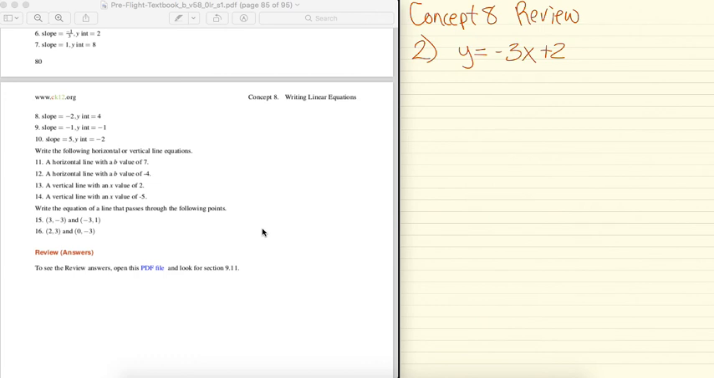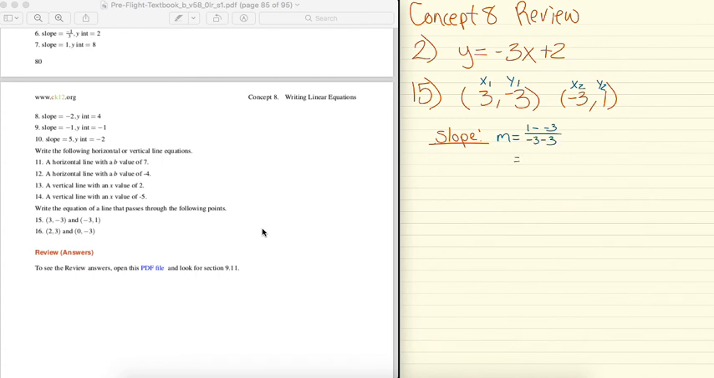Let's do number 15. So we are given 2 points, (3, -3) as well as (-3, 1). So, first things first, let's find our slope. It doesn't matter which point you label as the first and which one you label as the second. To find my slope, I'm going to take 1 minus -3 divided by -3 minus 3.